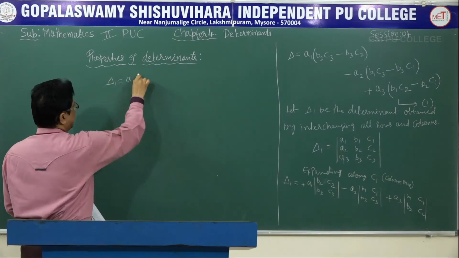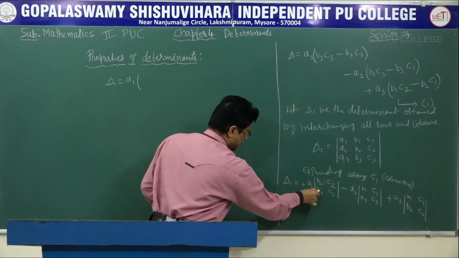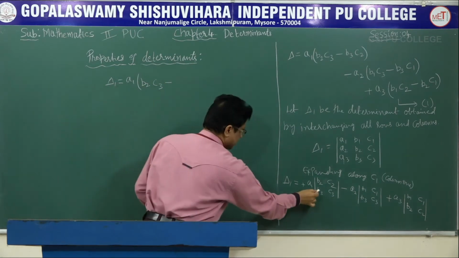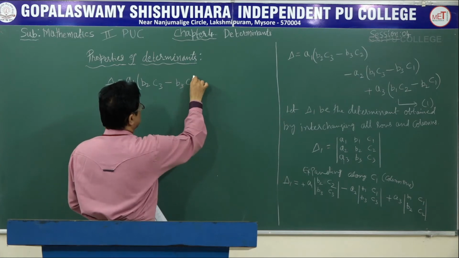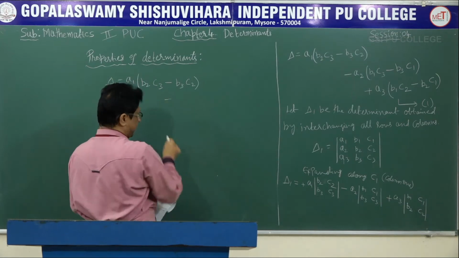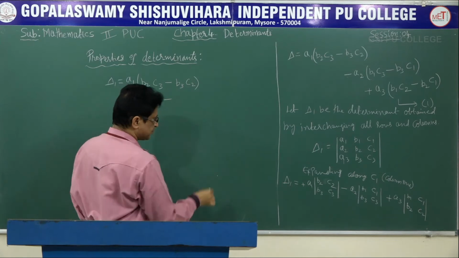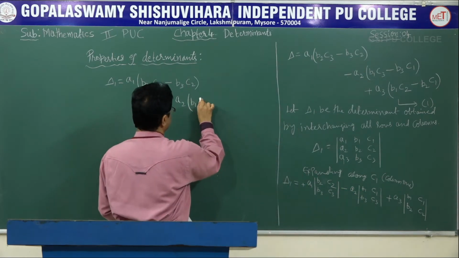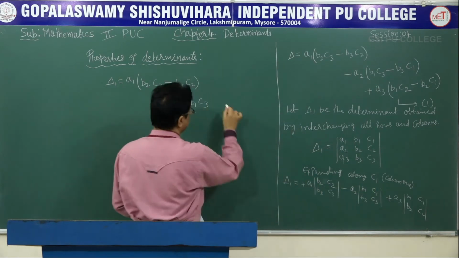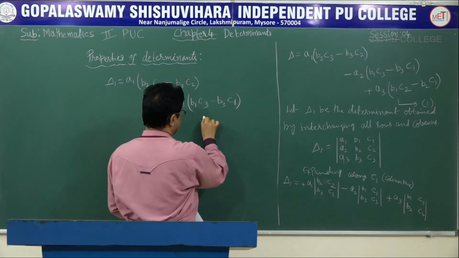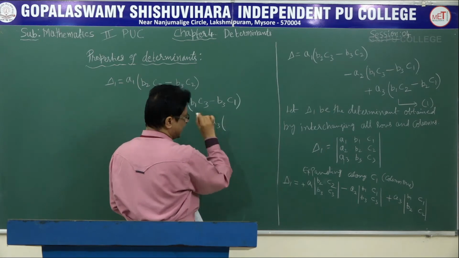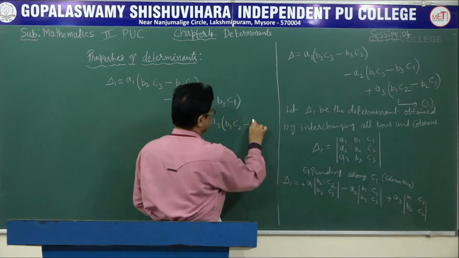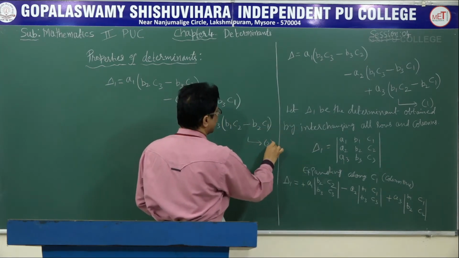Delta 1 is equal to A1 into, so the product of the principal diagonal minus product of the other diagonal, B2 C3 minus B3 C2, minus A2 into B1 C3 minus B3 C1, plus A3 into B1 C2 minus B2 C1. So we call this as equation 2.